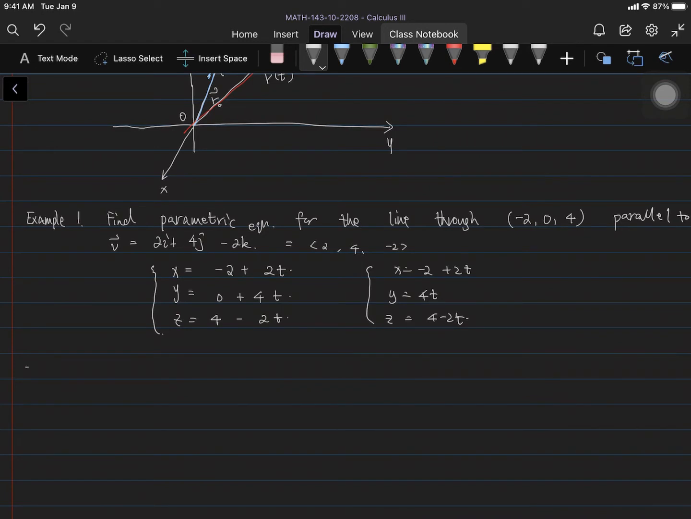Now we can try the exercise. The point is given by this one, parallel to i plus 4j minus 2k. Pretty easy one, so I'm going to give the solution. You can check yours.